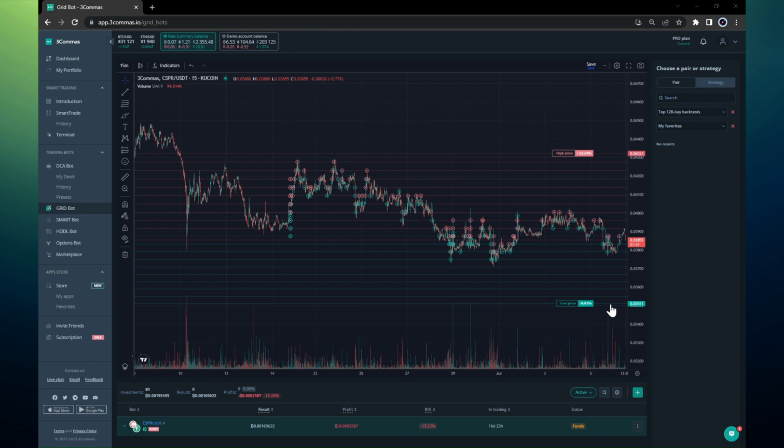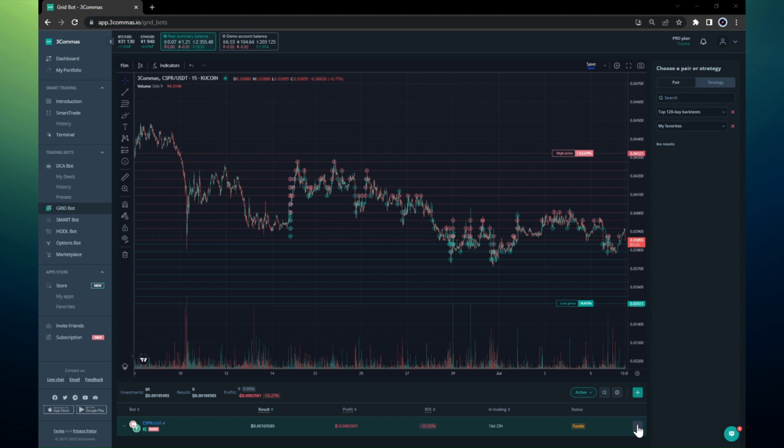However, I'm still puzzled about the performance indicators that 3commas is showing me. The profit continues to be shown negative, including ROI. And also, there's the issue here with the funds. It says I have insufficient funds. And I do not understand that.